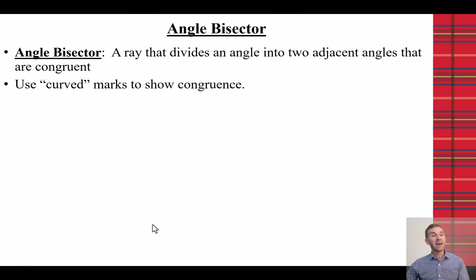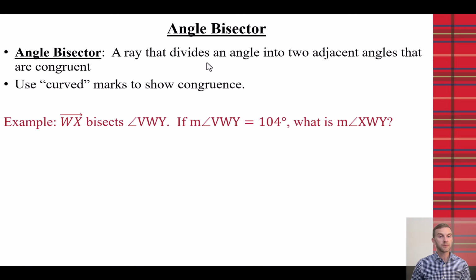Now we can also have angle bisectors just like we can have segment bisectors. An angle bisector is a ray that divides an angle into two adjacent angles that are congruent. And we'll use curved marks to show that congruence. And we have to have the same number of curved marks to represent two angles being congruent.